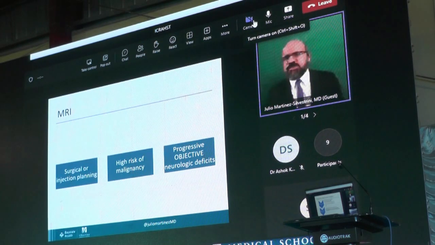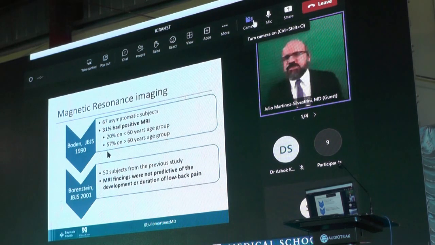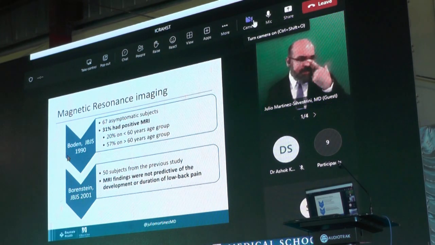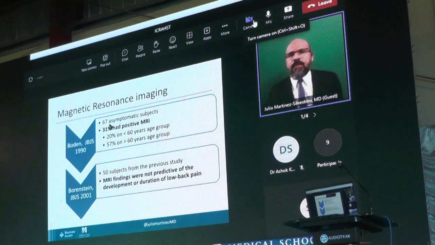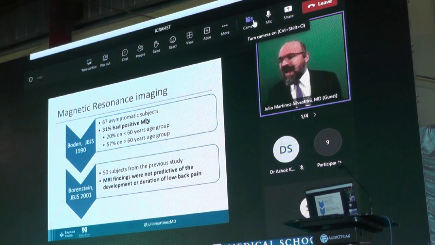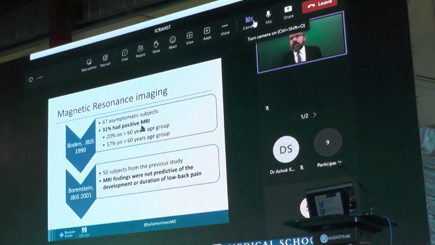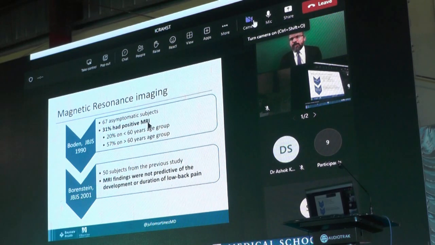Now, just for illustrating why we don't do MRIs just to make a diagnosis, they did this study in 1990, and they took 67 patients without back pain, asymptomatic, and 1/3 of them had a positive MRI. And if you look at the age, in patients older than 60, more than half, 57%, had positive findings on MRI, even though they didn't have back pain.